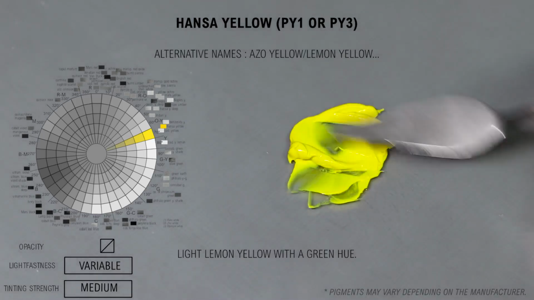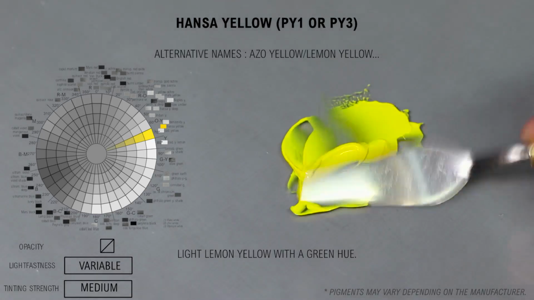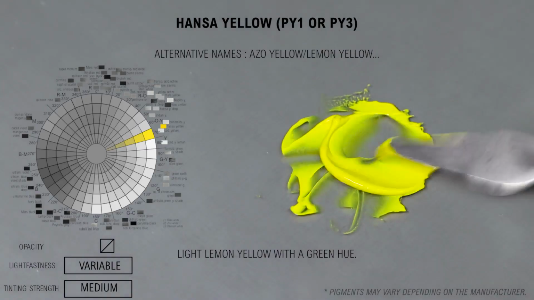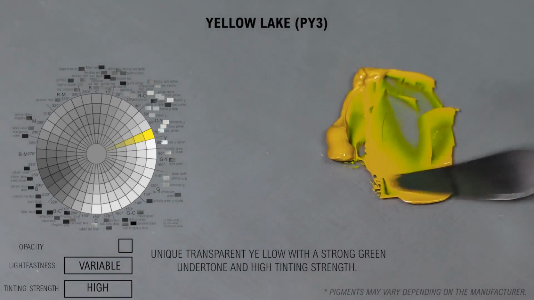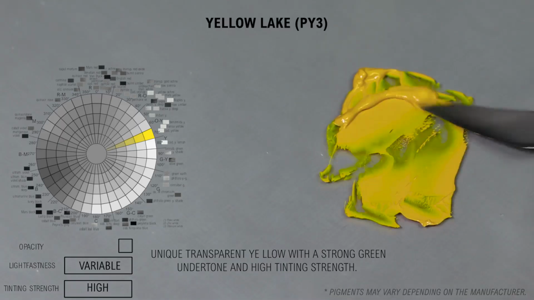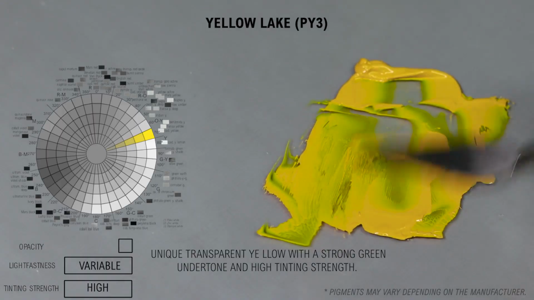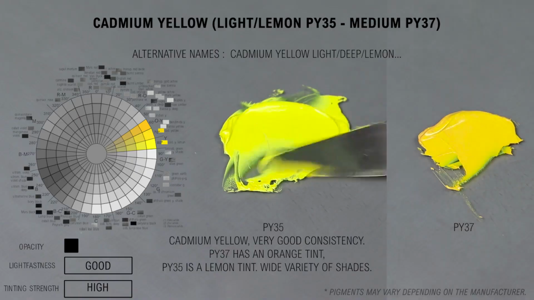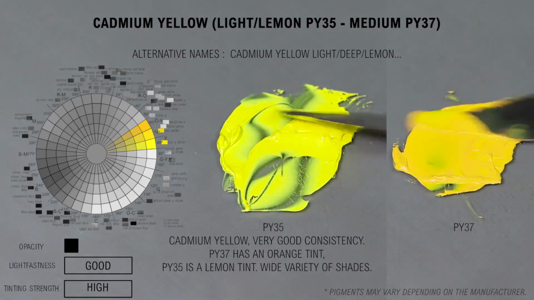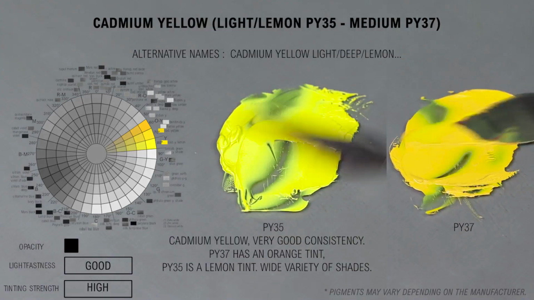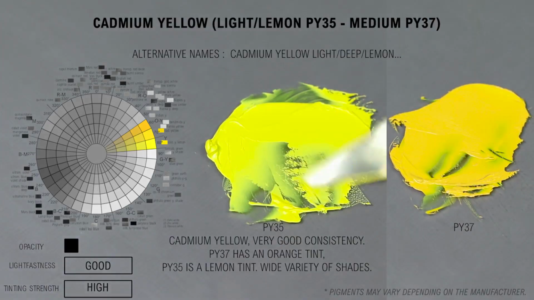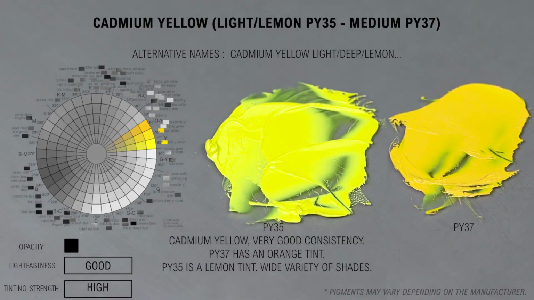Hansa yellow is a light lemon yellow with a greenish hue. It blends well. Yellow Lake is a unique transparent yellow with a strong greenish undertone and a high tinting strength. Cadmium yellow is a pigment with a very good consistency. PY37 is a reddish tint, while PY35 has more of a lemon tint. It comes in a wide variety of nuances. It is very opaque and has a good covering power.